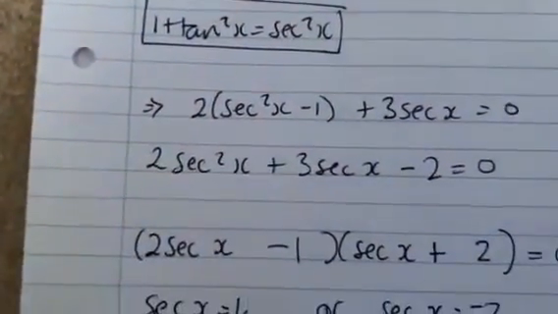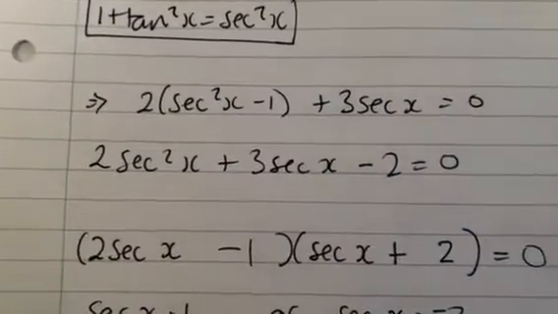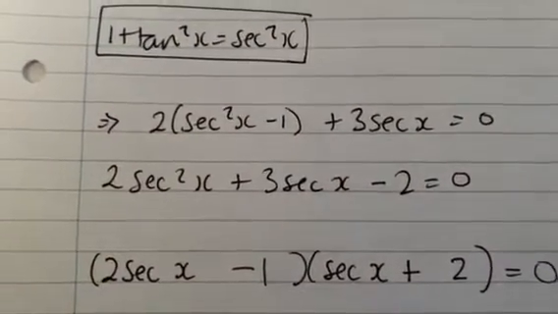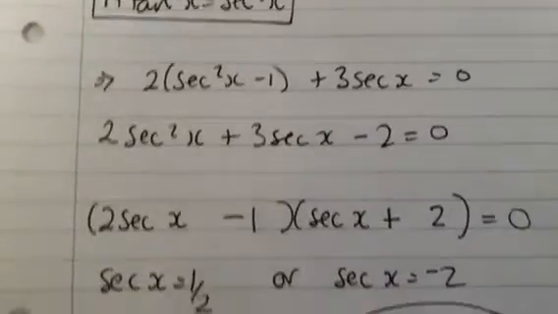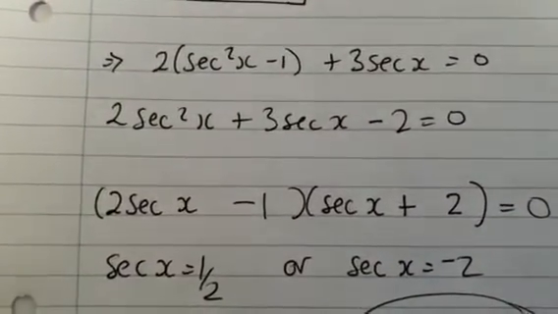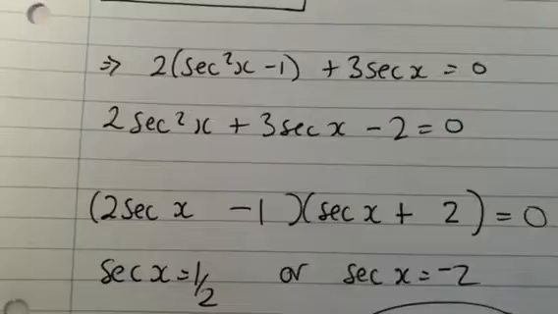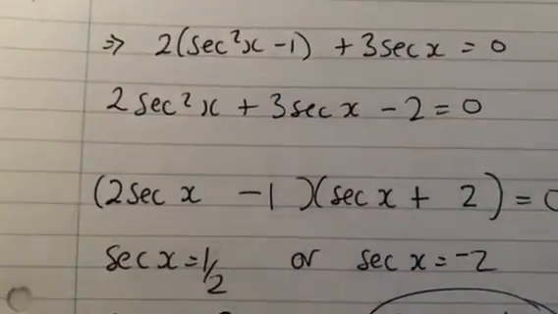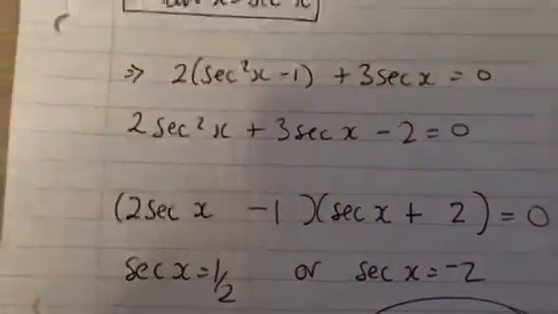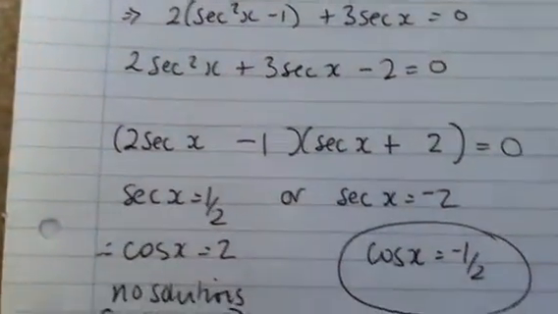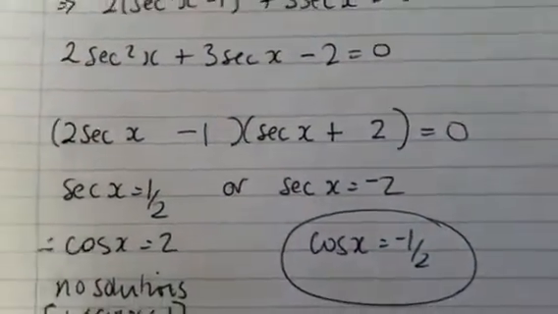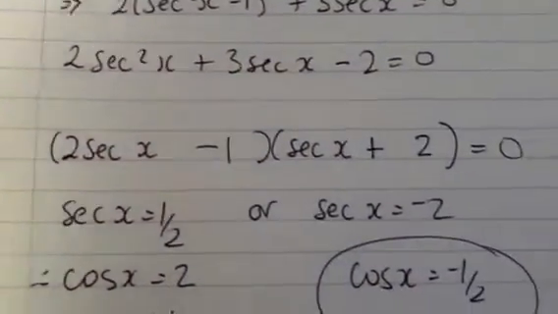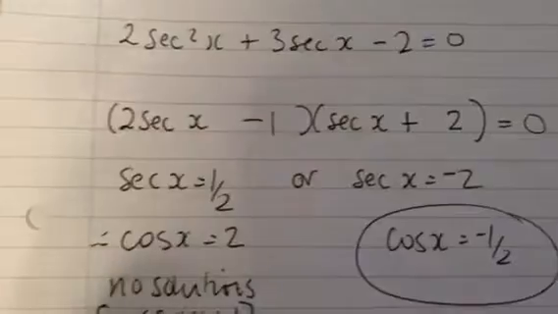I'm going to factorise that. I could substitute if I wanted to. You know, I could let u equal sec x, but I've just gone straight for it. So sec x is a half, or sec x is minus 2. Now, we find it difficult to visualise sec, cosec and cot, so convert them straight into cos. So I've got cos x equals 2, or cos x equals minus a half.